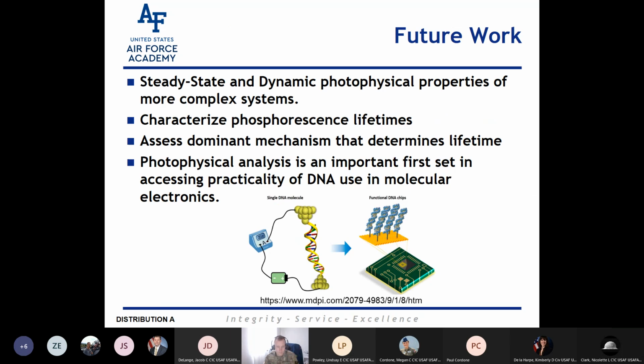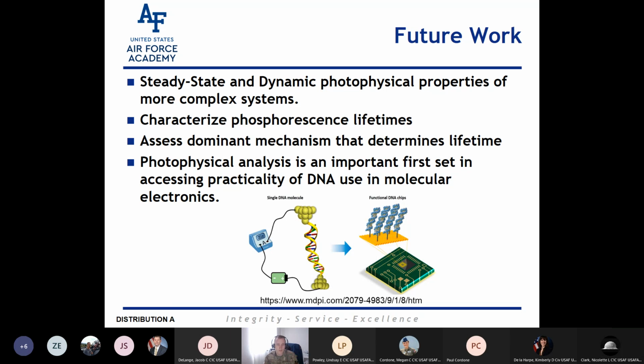But just to summarize, we looked at the steady state and dynamic photophysical properties of first nucleotides and then more complex systems. In the future, characterizing not only AMP but other nucleotides and eventually other sequences of DNA will give us even more information. In our research presented today, we primarily looked at the fluorescence lifetimes of these molecules, but it would also be interesting to characterize the phosphorescence lifetimes, and we're still working on resolving some of those. Additionally, in the future, we'd like to assess the dominant mechanism that determines the lifetime in these excited states.